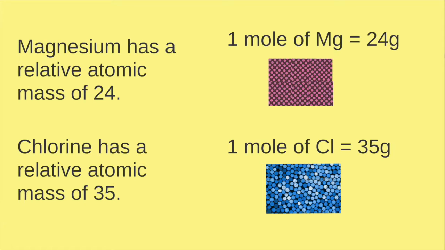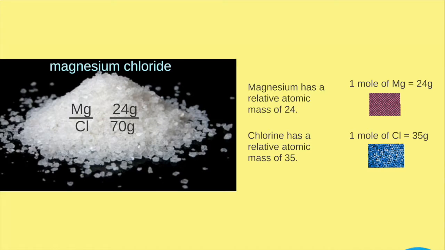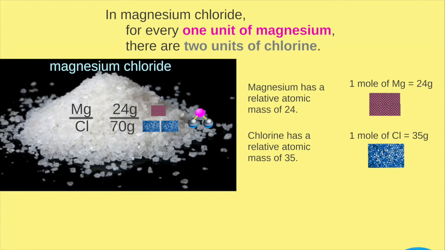But the actual compound, magnesium chloride, combines in a mass ratio of 24 grams of magnesium to 70 grams of chlorine. The 24 grams in the numerator corresponds to 1 mole of magnesium, but the 70 grams of chlorine is twice the relative atomic mass of chlorine. Therefore, it's equal to 2 moles of chlorine. So for every 1 atom of magnesium, we have 2 atoms of chlorine bonding to it. Or said another way, in magnesium chloride, for every 1 unit of magnesium, there are 2 units of chlorine.